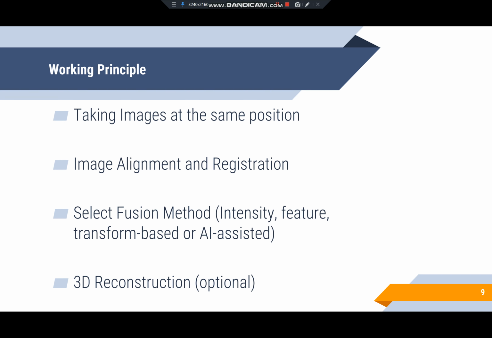While feature-based fusion involves extracting specific features or characteristics from both CT and MRI images, these features can include edges, textures, or image attributes. Algorithms then combine these features to create a fused image that retains the relevant information from both modalities. And the transform-based method involves transforming one modality's image to match the other modality's characteristics.